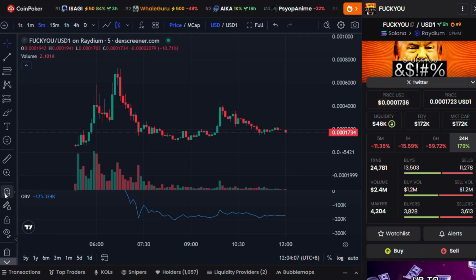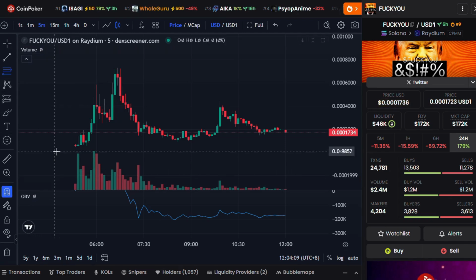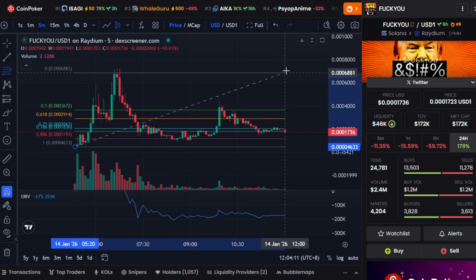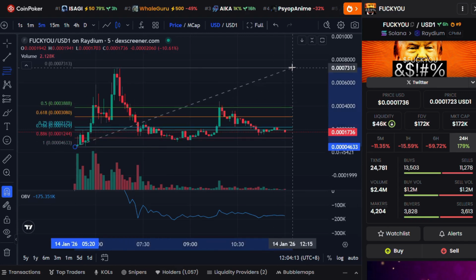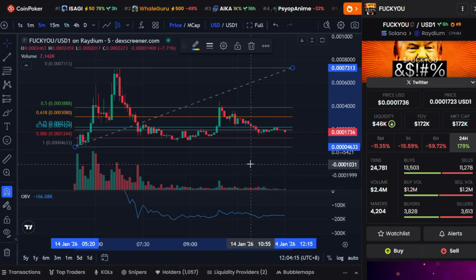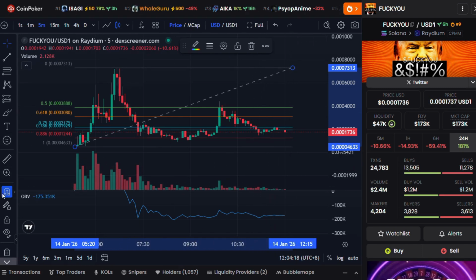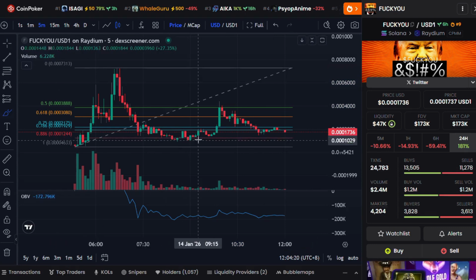The first thing I want to do is apply the Fibonacci retracement from the absolute low to the absolute high of the move so far. What we can see is that price initially sold off and found support at the 0.886 Fibonacci level.